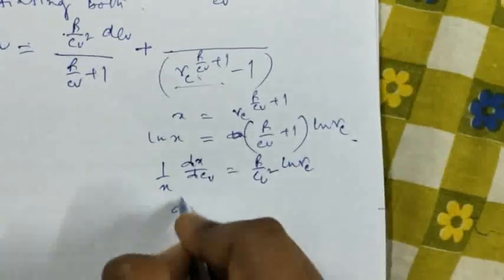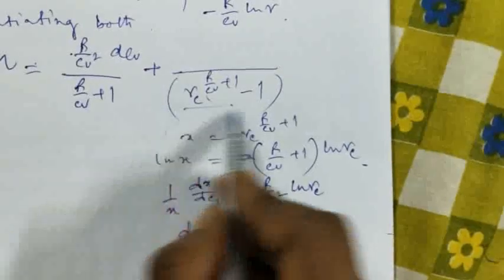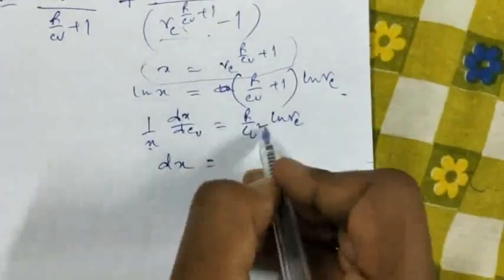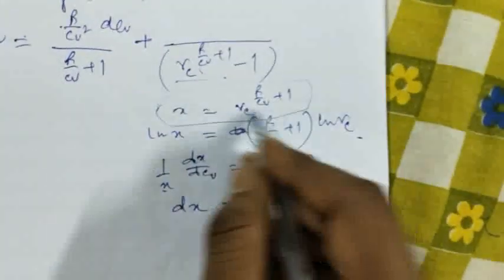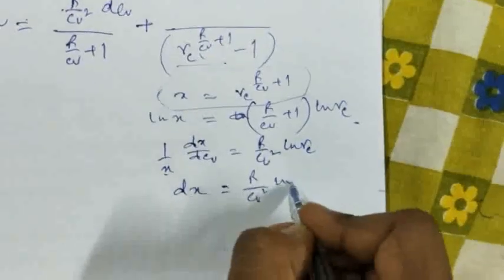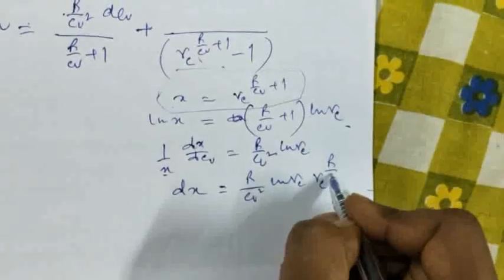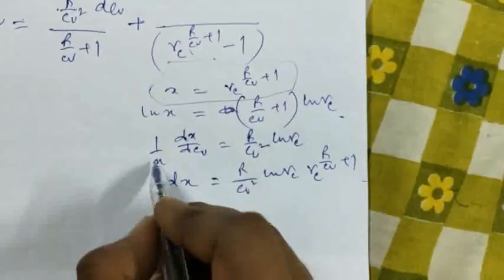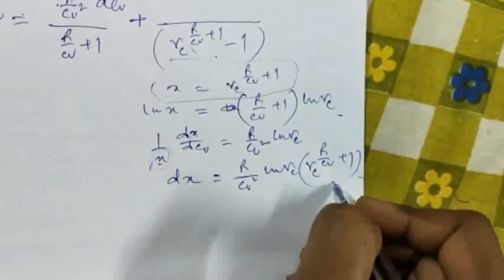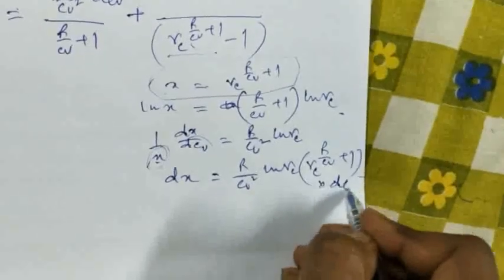Okay, so dx, differentiation of x, we have to calculate. We need to differentiate this. So dx will be equal to this, x will be multiplied this side, so this x equal to this one. As it is cv square and whatever was there will be written over here, rc^(r/cv + 1). This was x multiplied in this side, and d of cv multiplied at this side.